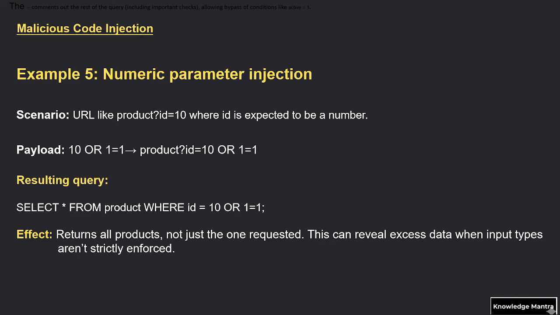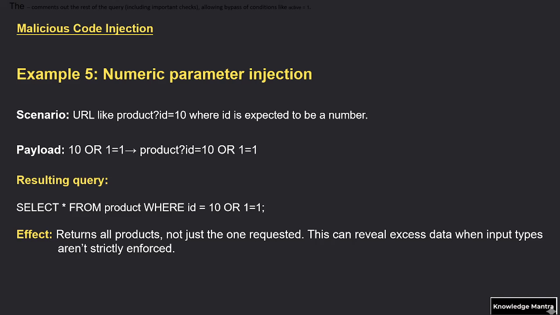Okay, here the scenario is a URL like product ID equals 10, where ID is expected to be a number, and the malicious code is 10 or 1 equals 1. So instead of 10, the payload says product ID equals 10 or 1 equals 1. Now, what will this 1 equals 1 do? You will see.